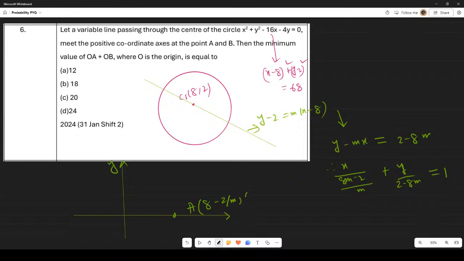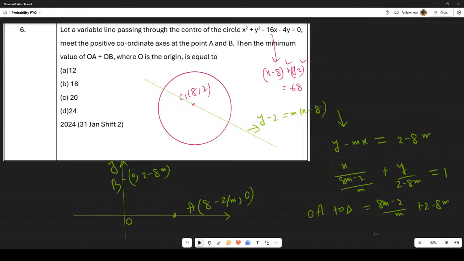The y-coordinate will be zero, no? And this one is how much? We have taken A comma 0, no? Now they have asked for the minimum value of OA plus OB. What is OA plus OB now? This is O. Am I correct? This is OA plus OB.